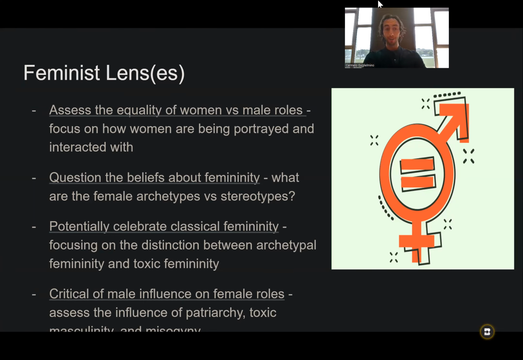And that's why this particular lens can be complicated, because some people using the feminist lens will look at female figures and they'll say, oh, this is a fantastic depiction of femininity.